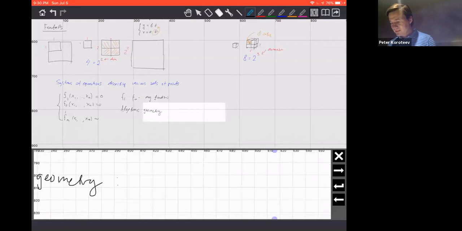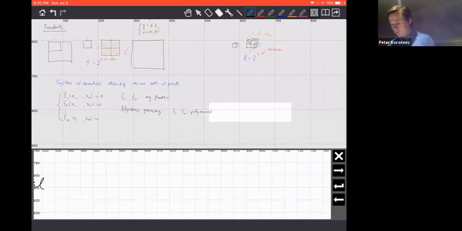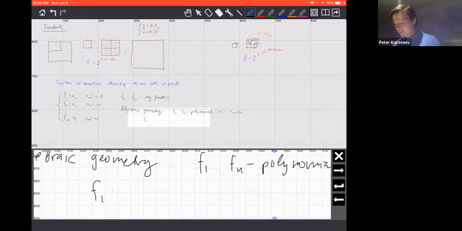So it studies solutions of these sets of equations when these functions f1 through fn are polynomial in those variables, right? So for example, f1 can be x1 squared plus x1 x2 x3 plus x3 to the power 7. All right, so that's a perfect example of a polynomial.